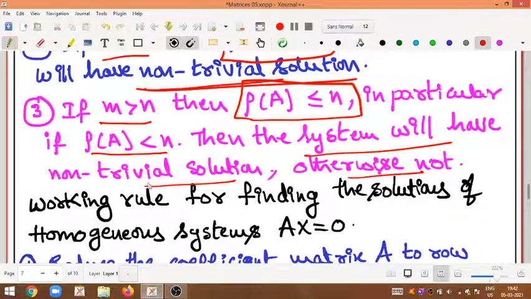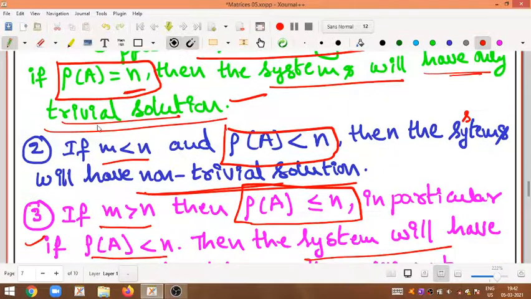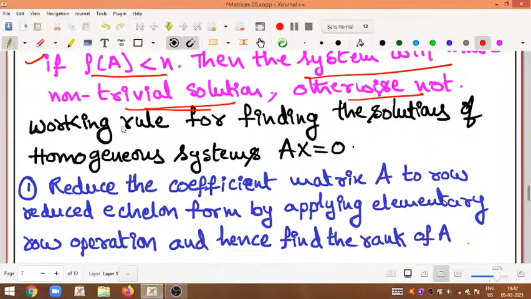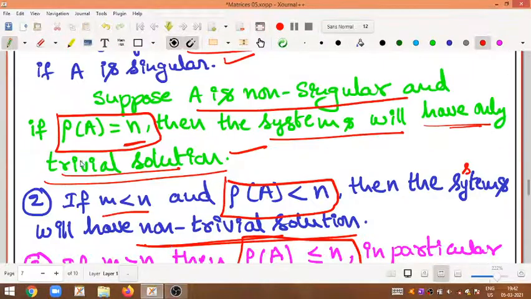So when the system has non-trivial solutions, how many points are there? This one point, this one point, these points. When the given system has a non-trivial solution, these points are a must. Okay, 3 points are there.